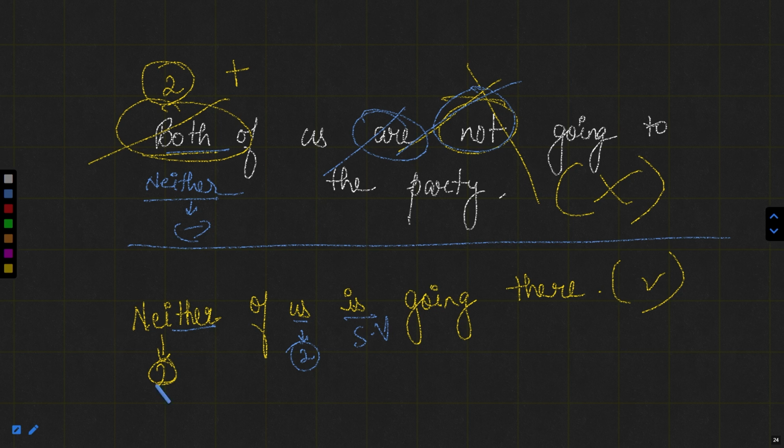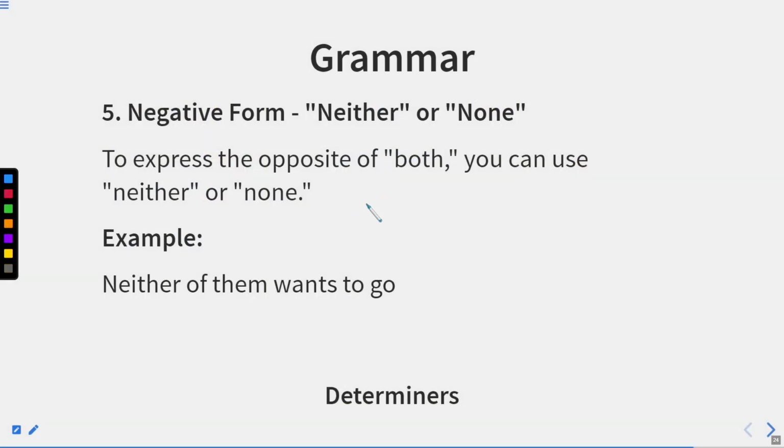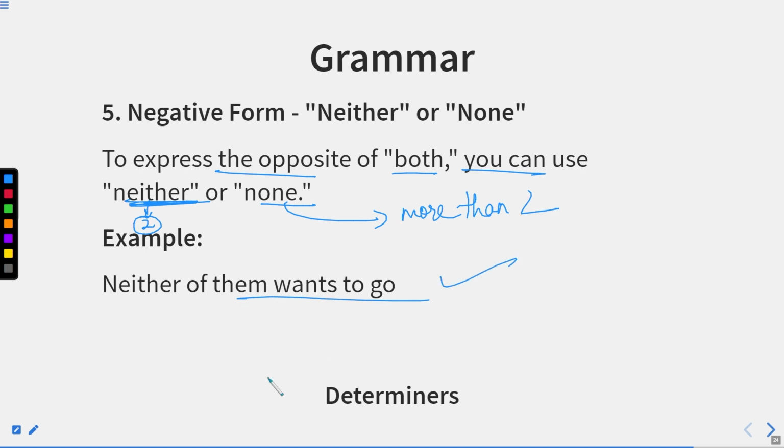Now let us move to the slides again. To express the opposite of both, you can use neither or none. Now, none is used basically for more than two. But the correct opposite of both is neither, because neither is used only for two. Neither of them wants to go. So, this sentence is absolutely correct.